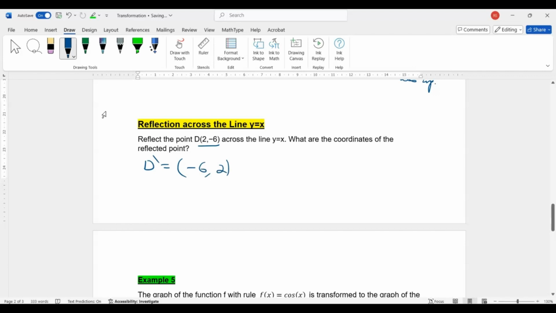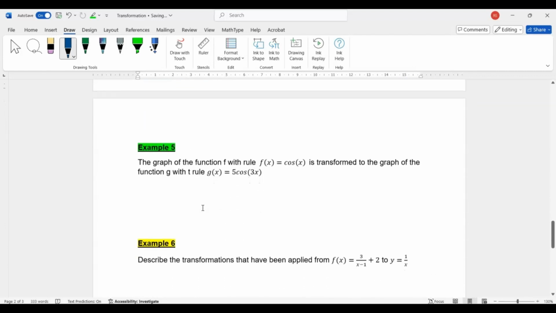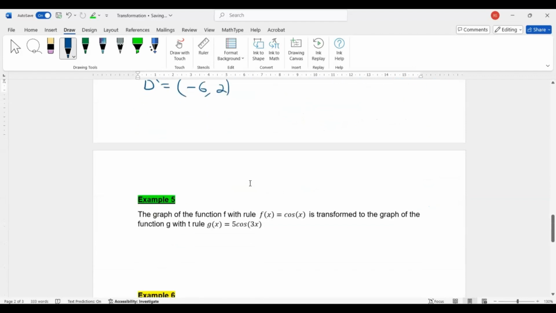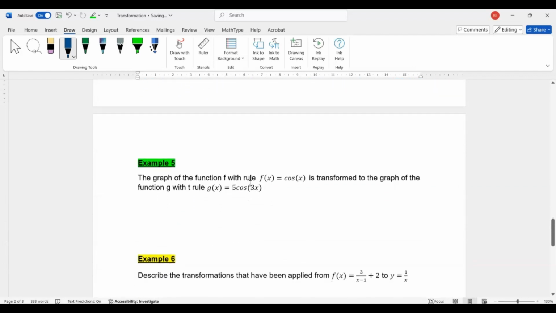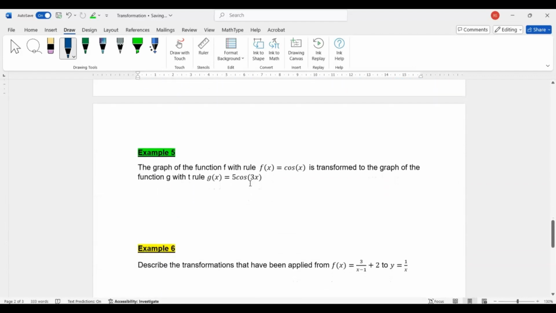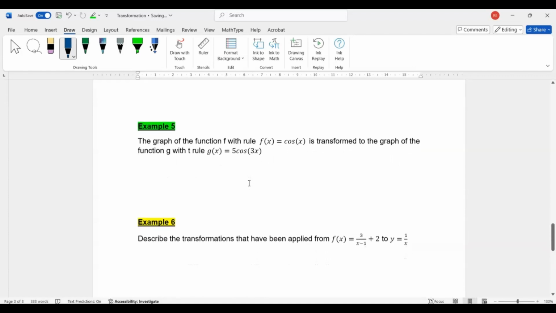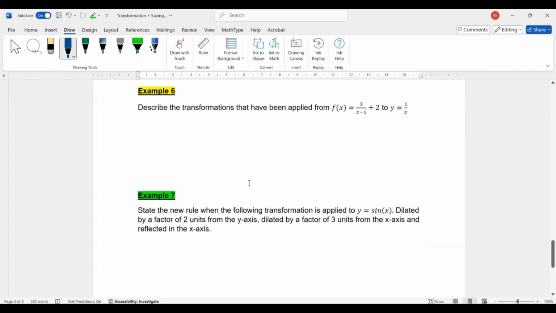All right, let's have a look at another example on this transformation, because transformation is something that we definitely need to understand how it's done. I think this is exactly the same as the one I've done before, so that is similar. We have got a dilation factor of 5 units from the x-axis and a dilation factor from the y-axis, which is a third.